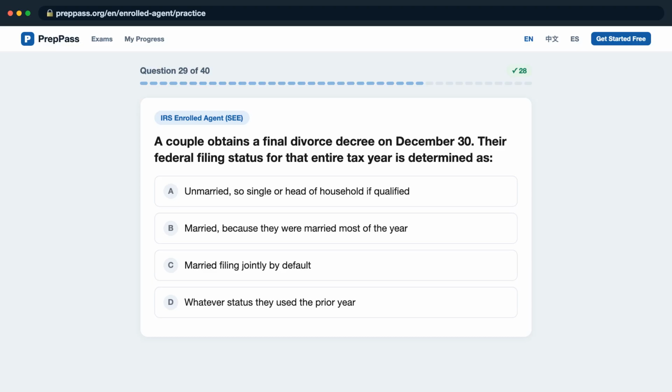Question 29. A couple obtains a final divorce decree on December 30th. Their federal filing status for that entire tax year is determined as, is it A, unmarried, so single or head of household if qualified? B, married, because they were married most of the year? C, married filing jointly by default? D, whatever status they used the prior year?